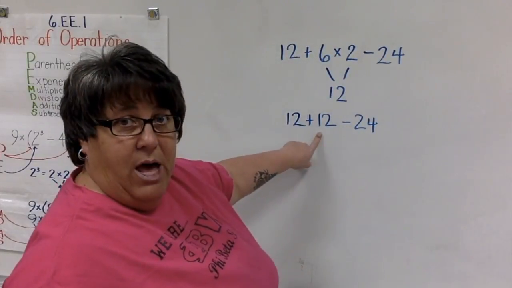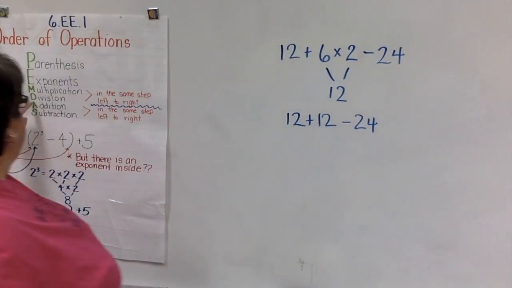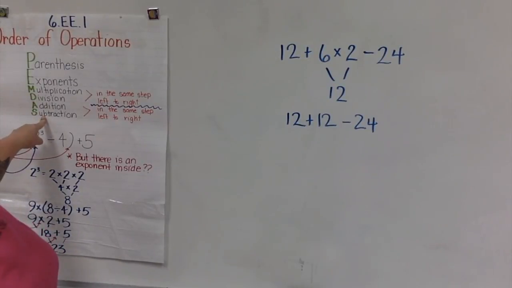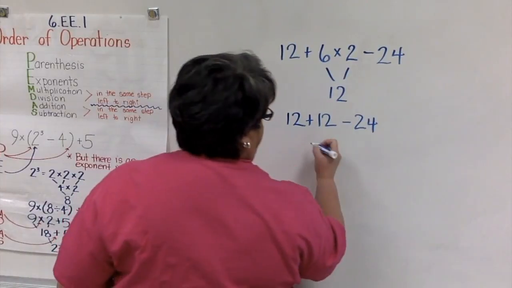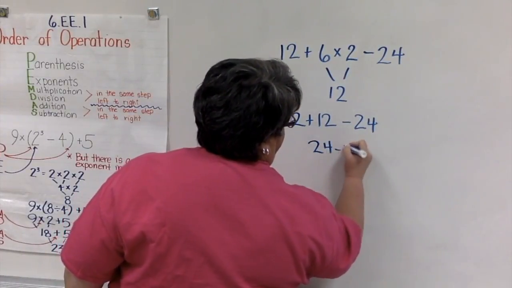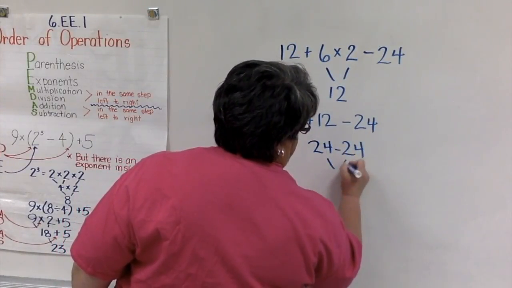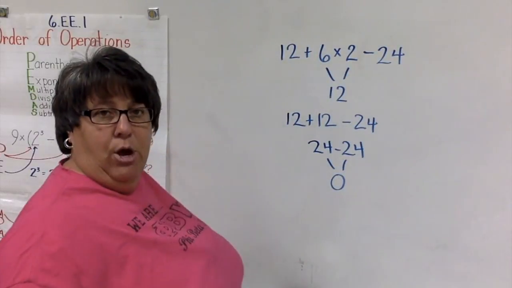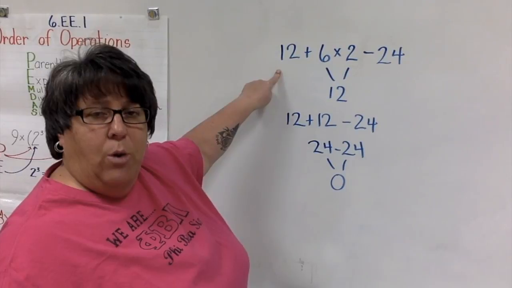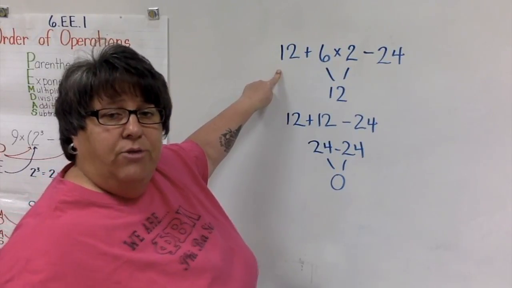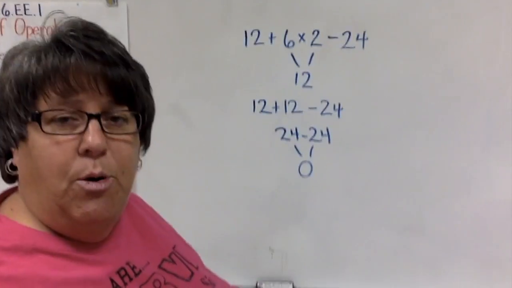Okay, 12 plus 12 is, because now we're doing addition and subtraction in the same step, going left to right. So we have 12 plus 12 is 24 minus 24, and the answer to this problem is 0. Now, what if I had just worked this problem out going from left to right and not using order of operations? Let's see what would have happened.